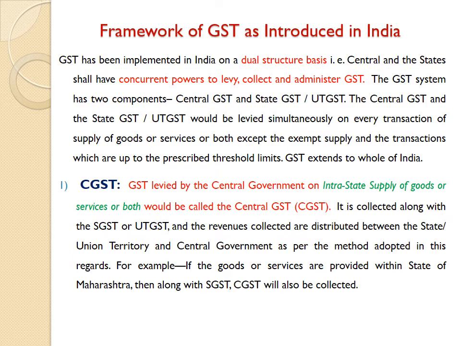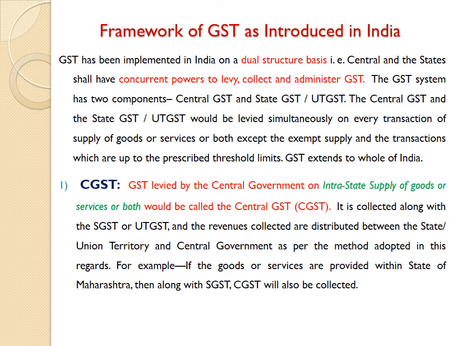This central GST is levied on interstate supply, which means supply between two states. Goods supplied from Maharashtra to Madhya Pradesh is interstate supply. Intrastate supply means goods supply within the state.